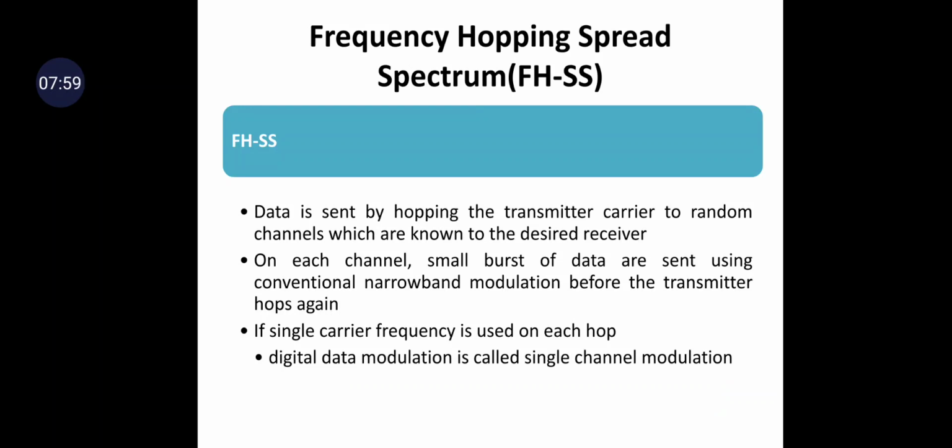Data is sent by hopping the transmitter carrier to random channels which are known to the desired receiver. On each channel, small bursts of data are sent using conventional narrowband modulation before the transmitter hops again. If a single carrier frequency is used on each hop, the digital data modulation is called single channel modulation.